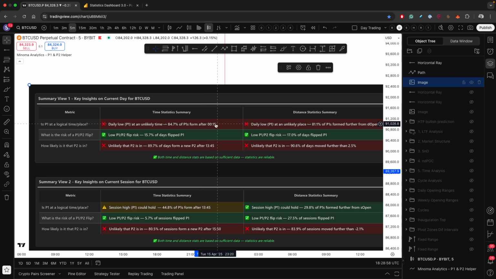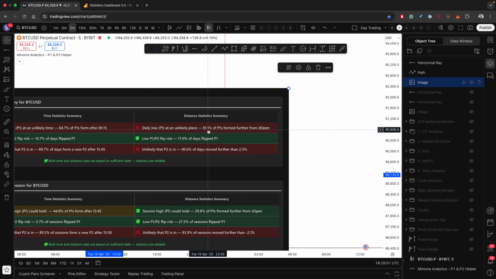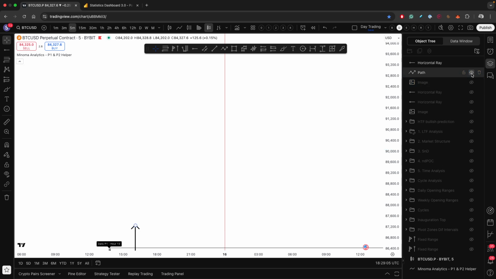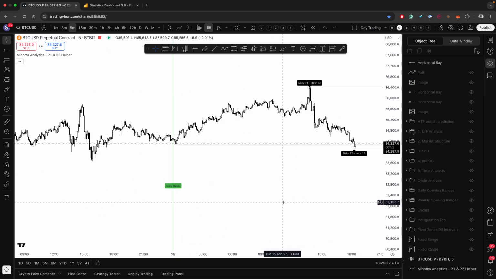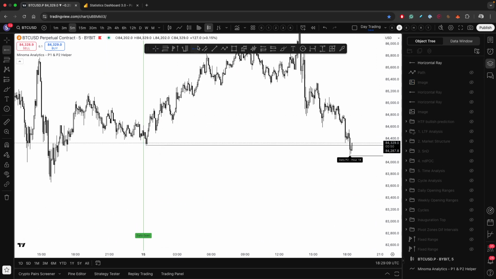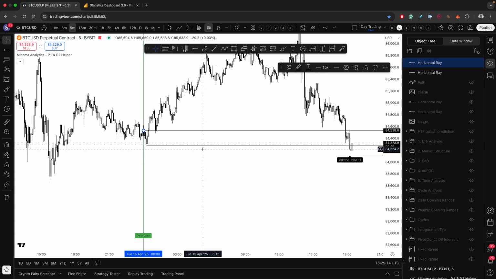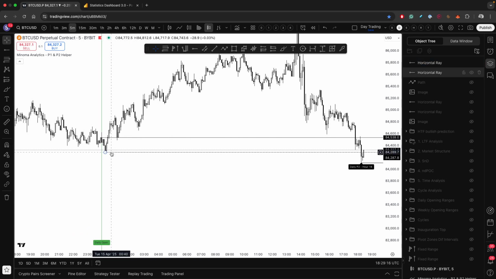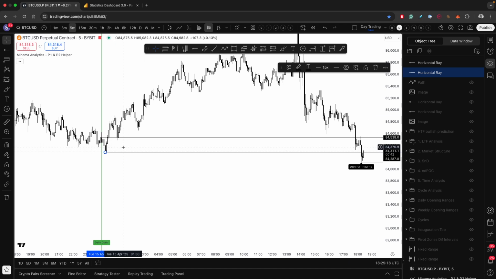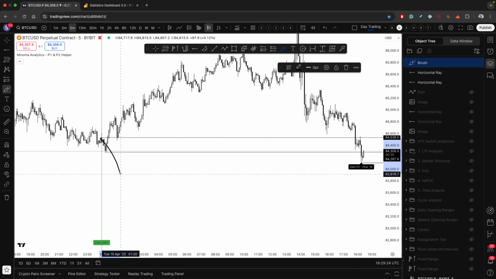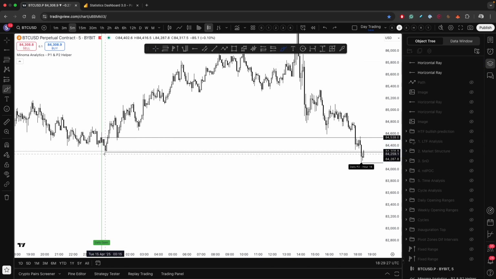So it's saying P1 is at an unlikely place, because 80% of P1s formed further from the daily open. What this metric is looking at is: we have the daily open here, and it went down this much. Basically what the metric is saying is that more than 80% of the time, price actually forms a P1 further from the daily open. So this is also an unlikely place to put in a P1.